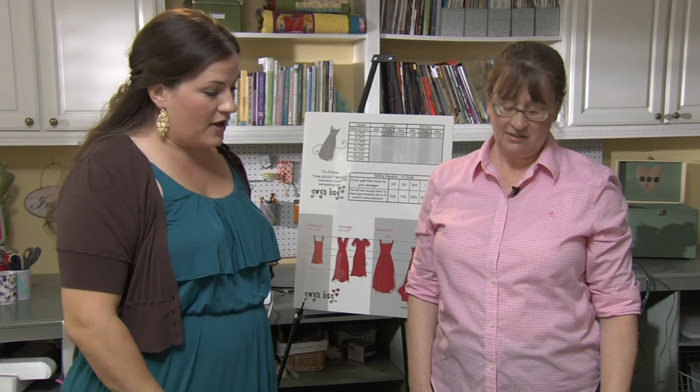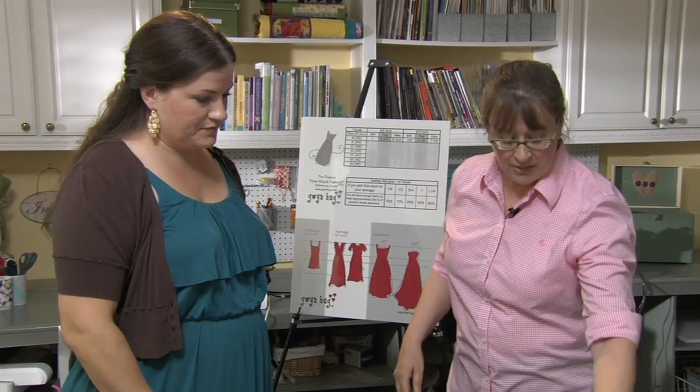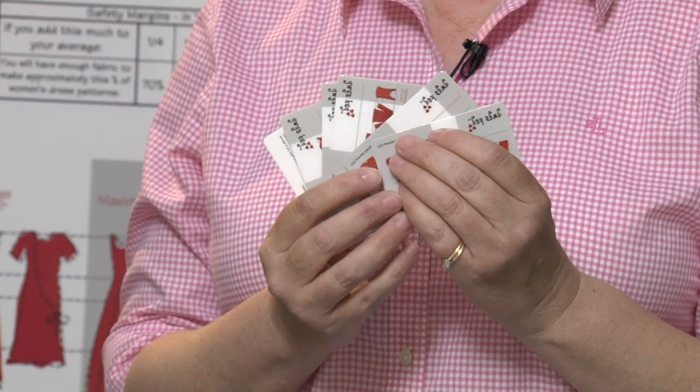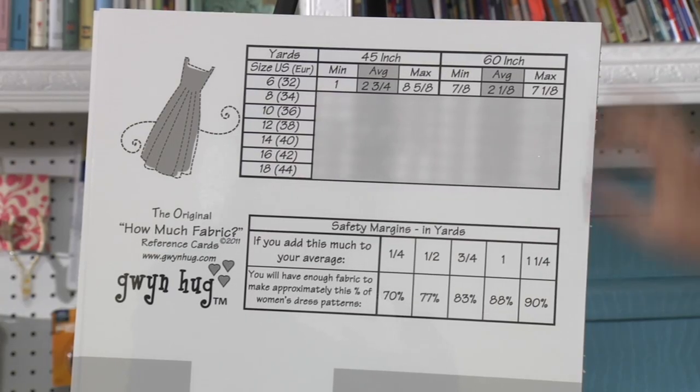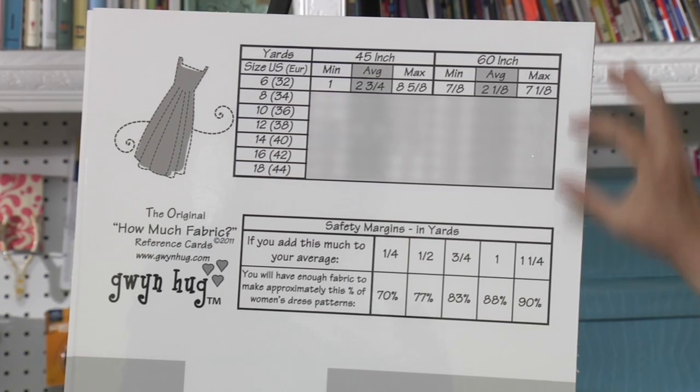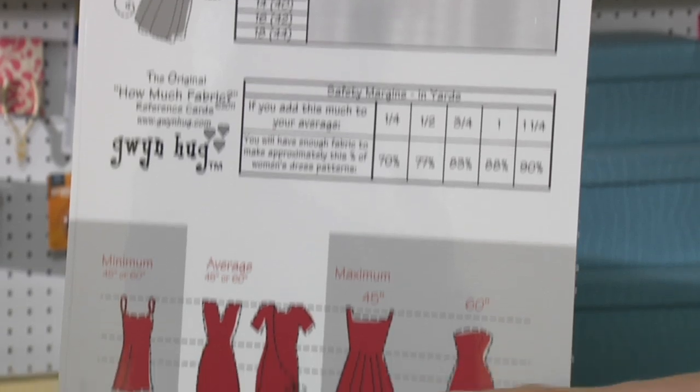Well, so how do I use these cards? Well, let's take a look at this women's card set. It's got 5 cards, one for women's dresses, skirts, pants, blouses, and jackets. Here's a close-up of the dress card. It has 3 main parts: the main fabric requirements table, the safety margin table, and a bunch of sketches.